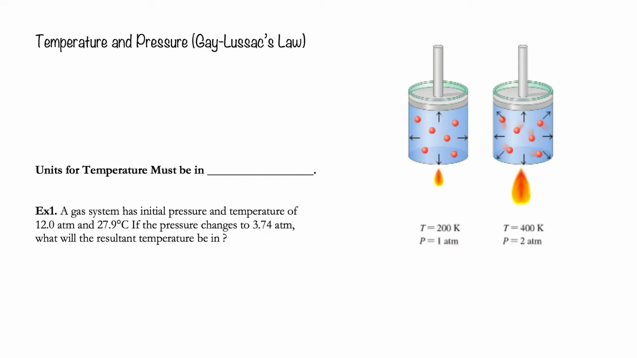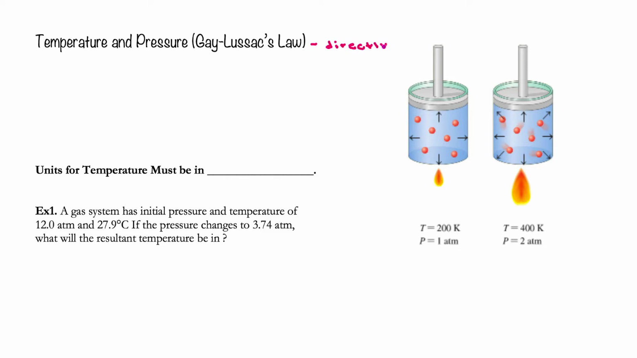So far, I've introduced two gas laws, Boyle's law, which relates pressure and volume, and Charles's law, which relates volume and temperature. I've got two more gas laws to introduce in this lesson, and that's Gay-Lussac's law and then the combined gas law. So Gay-Lussac's law relates pressure and temperature, and specifically it lets us know that pressure and temperature are directly related.